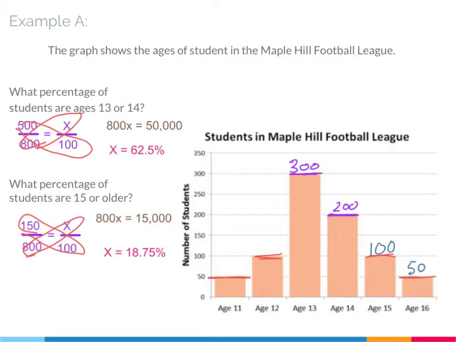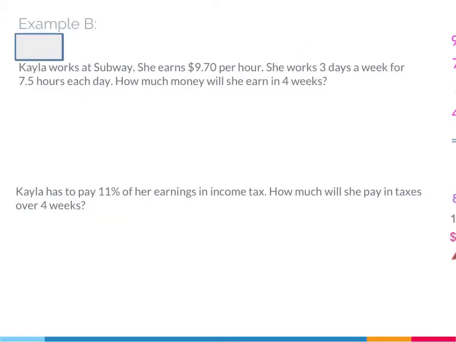Now let's take a look at example B. So here in example B, it says Kayla works at Subway. She earns $9.70 an hour. She works 3 days a week for 7.5 hours each day. How much money will she earn in 4 weeks? Then it says she has to pay 11% of her earnings to income tax. So how much will she be paying in taxes over 4 weeks?